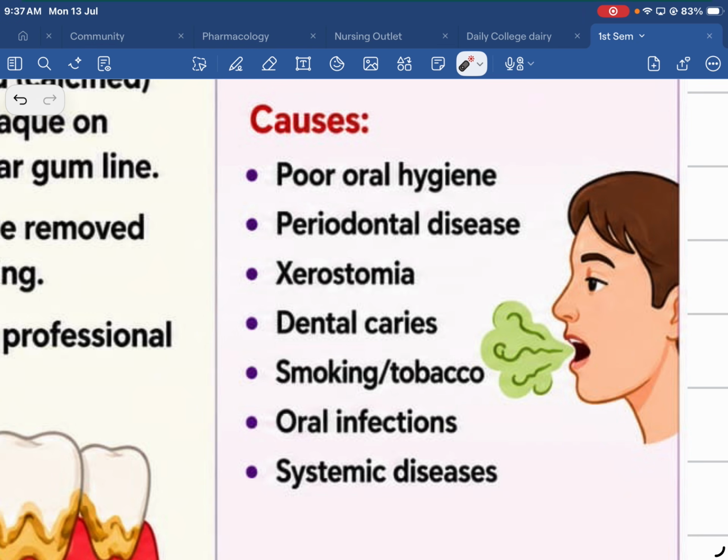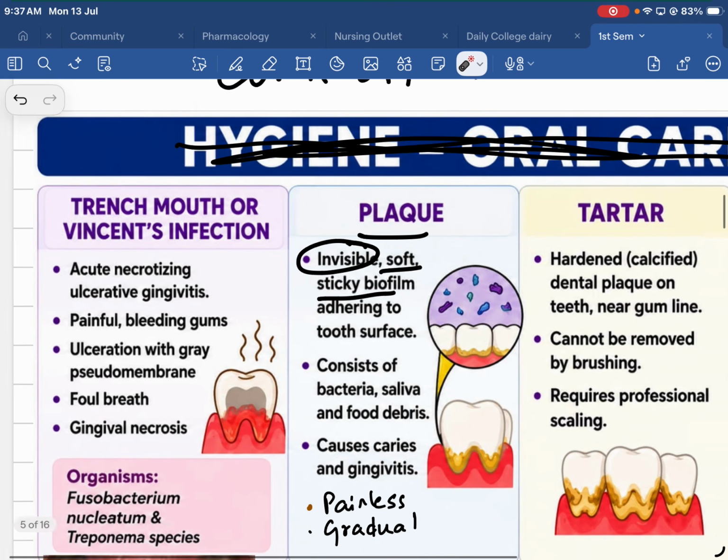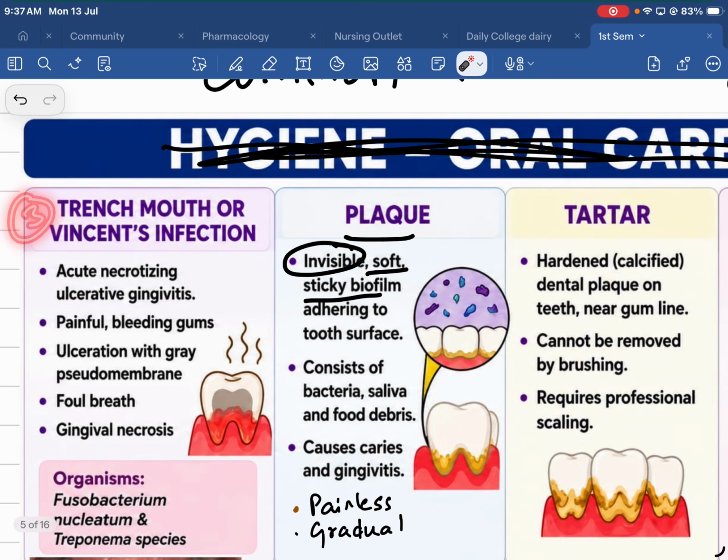Clear? Are you understanding? Sometimes a systemic inflammatory response syndrome will also cause halitosis. So why am I choosing first plaque, second tartar, third halitosis? Because I need to explain this one lastly. This one is the fourth one, right? The fourth one is trench mouth or Vincent's infection, or else we can call it acute necrotizing ulcerative gingivitis.